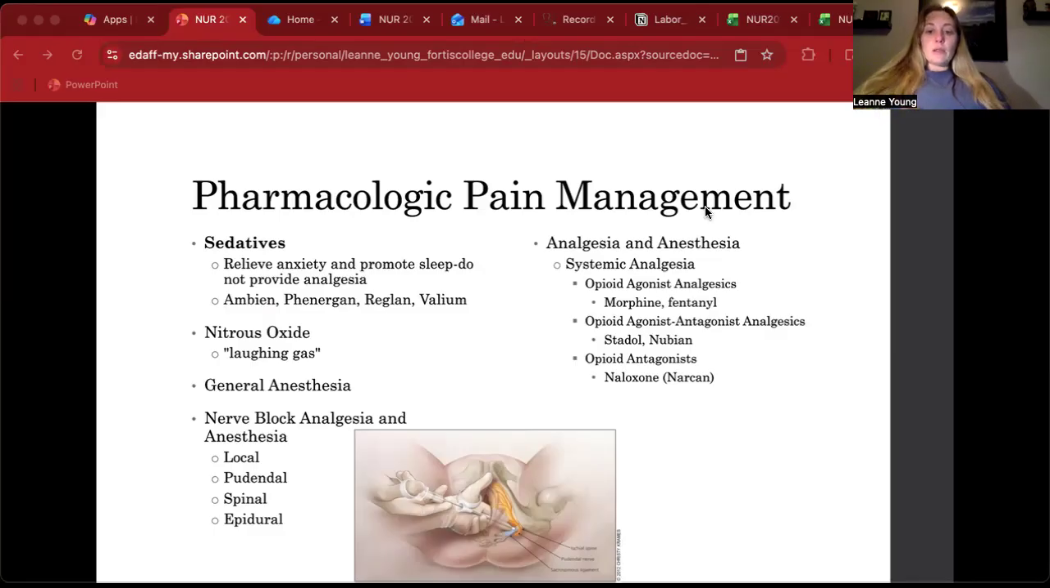Okay. Spinal is an anesthetic solution containing a local anesthetic alone or in combination with an opioid agonist. It's injected through the third, fourth, or fifth lumbar space into the subarachnoid space. Spinals may be used for vaginal birth, but it is not suitable for labor.